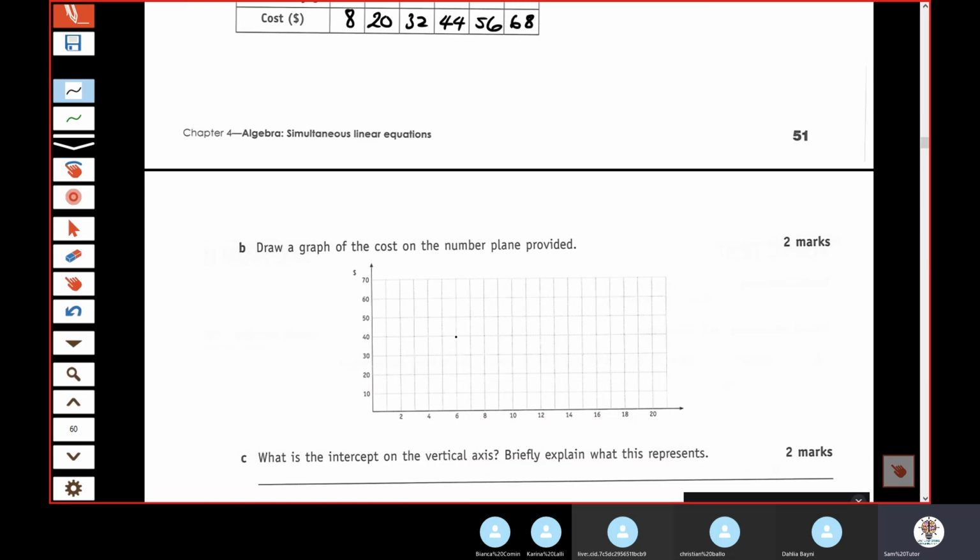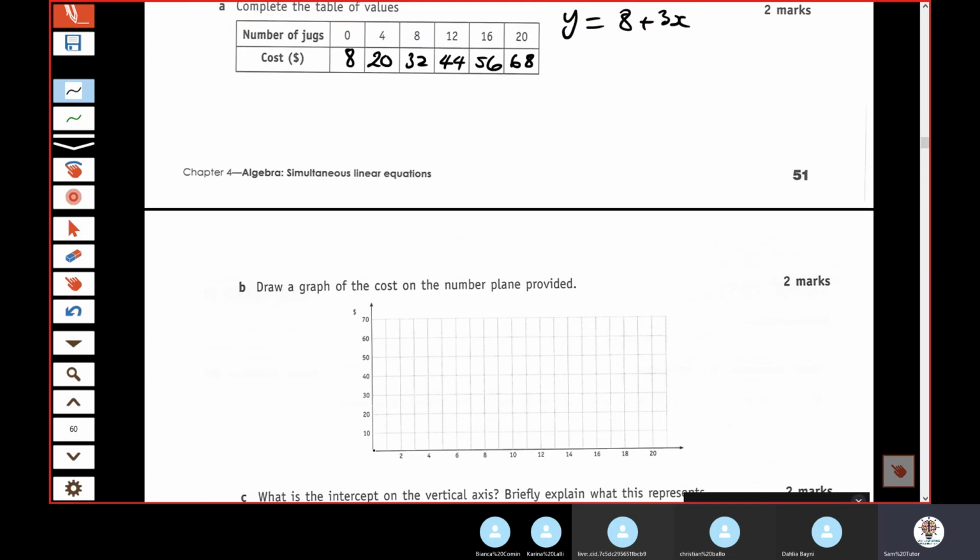And then you draw a graph. Well, when the number of jugs is 0, it's $8, which is somewhere there. At 4, it's 20. At 8, it's 32. At 12, it's 44. At 16, it's 56. And at 20, it's 68. It should have been a straight line. But there you go. That's as close as I'm going to get it to a straight line by freehand.